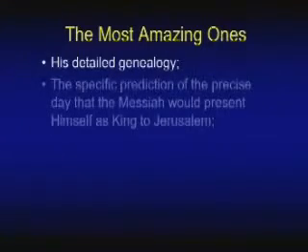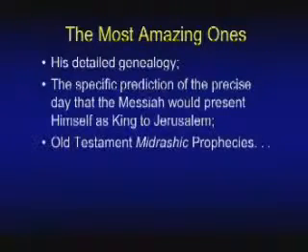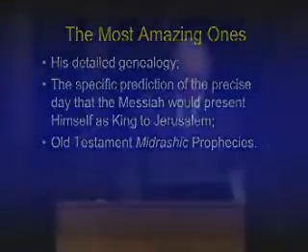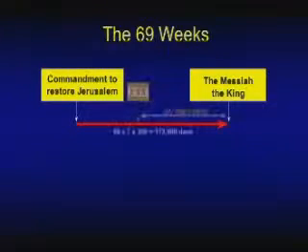His detailed genealogy, the specific prediction of the precise day that the Messiah would present himself as king to Jerusalem, the Old Testament Midrashic prophecies, and a lot of others. Let me just pick one to give you a flavor of this. In Daniel chapter 9, Gabriel tells Daniel that from the commandment to restore and to build Jerusalem, which is yet future to Daniel, unto the Mashiach Nagid, this is 5 centuries before the fact, there would be a particular period of time.